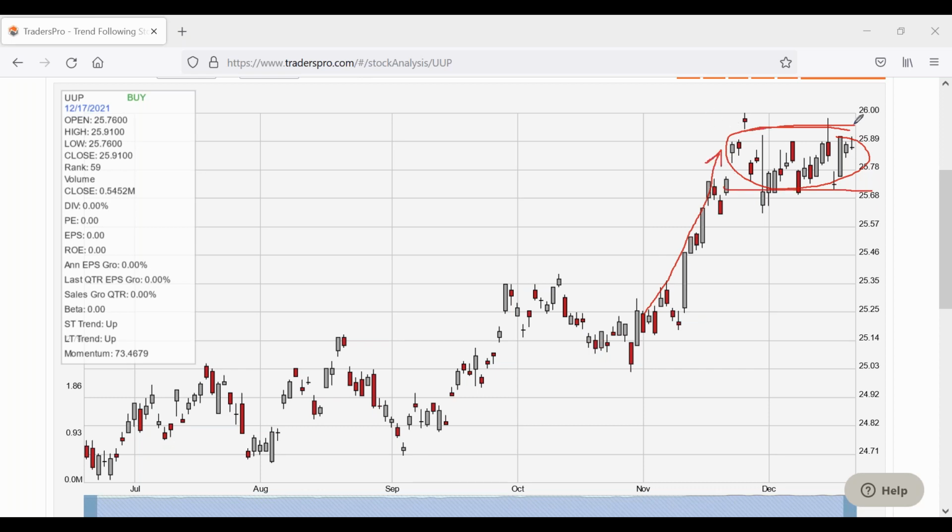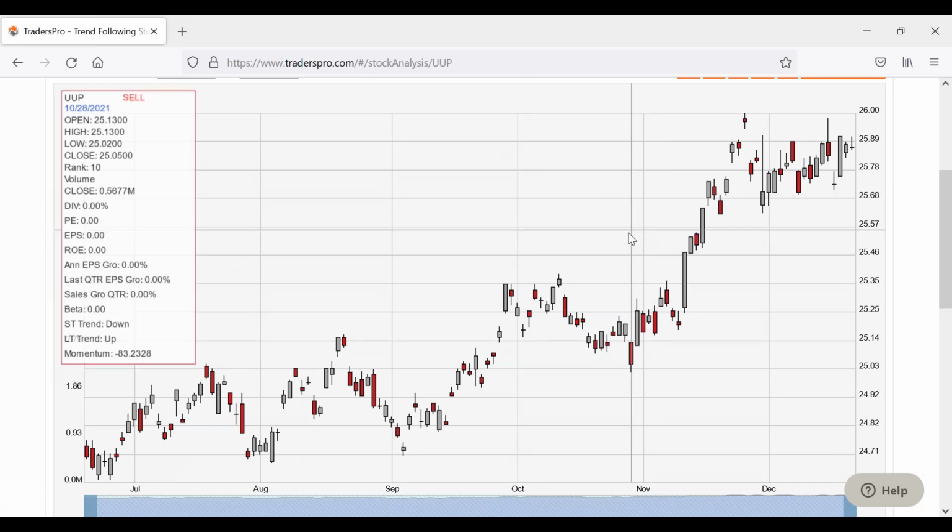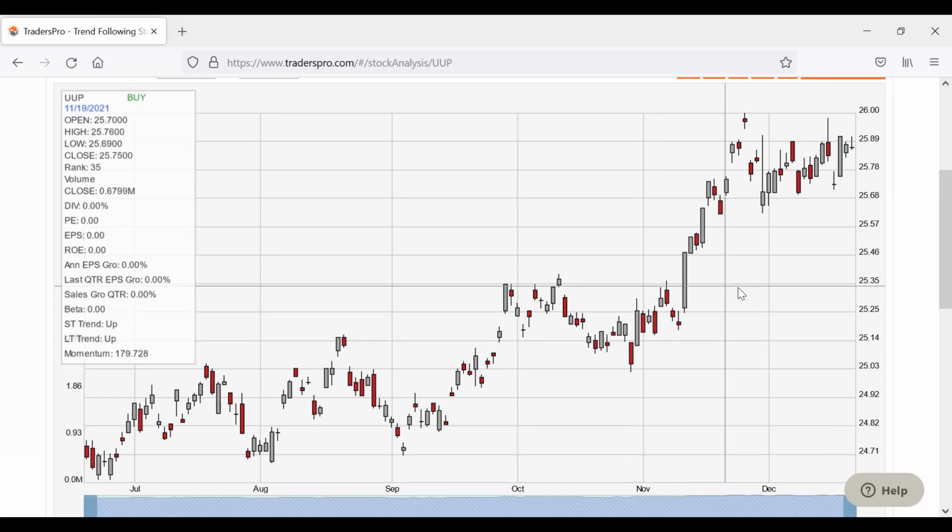The dollar's been moving sideways. I would assume that once the sideways move is done, it should break out and continue to move higher. That would be the higher probability outcome. Now, could it do the lower probability outcome?